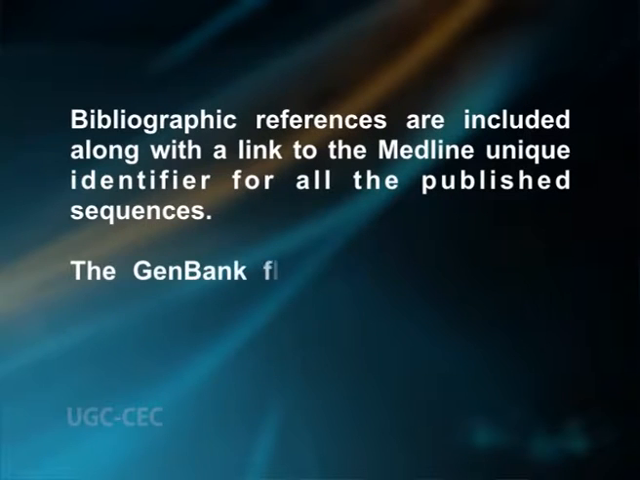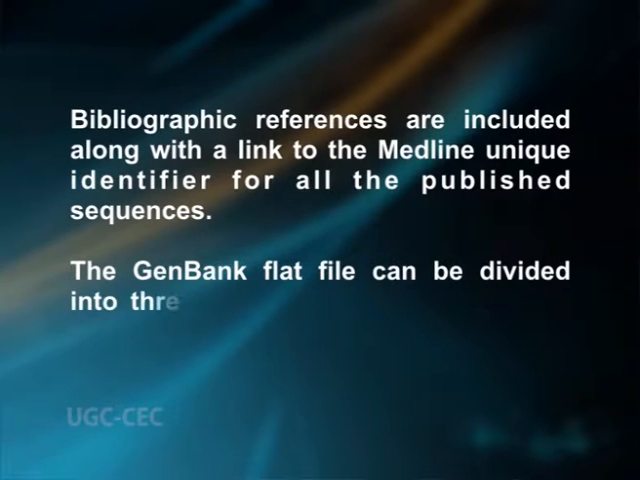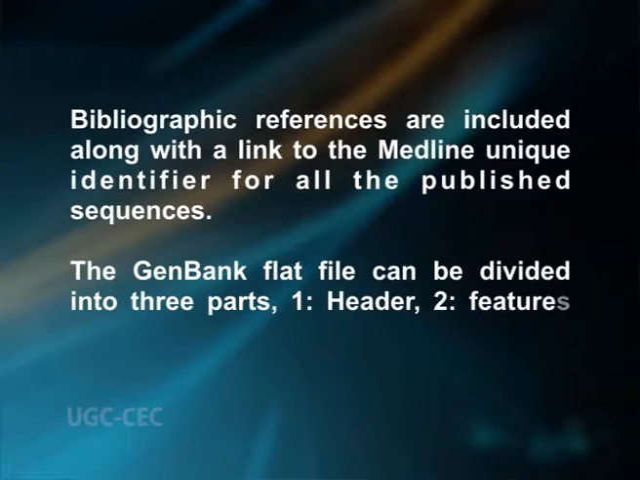The GenBank flat file can be divided into three parts: the header, the feature, and the sequence. 1. The header of the flat file is the introductory part of the sequence format, which gives detailed information about the source organism, length and type of sequence, related literature, etc.